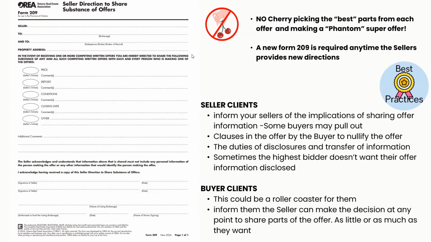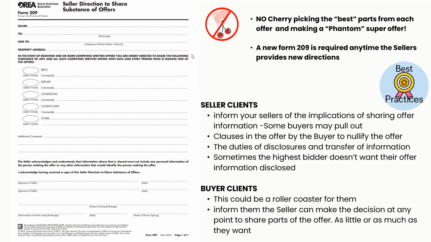This was a question: hey, can I choose to deliver? I got 5 offers here, and I've got one really high price, one in a separate offer with a really high deposit, a really great closing date over here, really good conditions over here. No, you can't, and you can't present them all as if they're all part of the same offer. So there is no cherry picking the best parts from each of the offers and making a phantom super offer, which I think that phrase came up last week in a question. We can chat about that. So you're not allowed to do that.